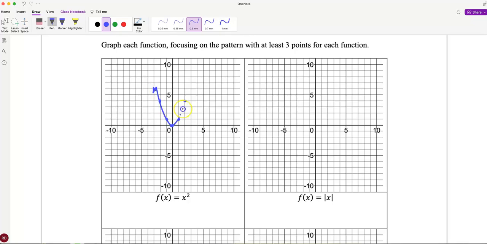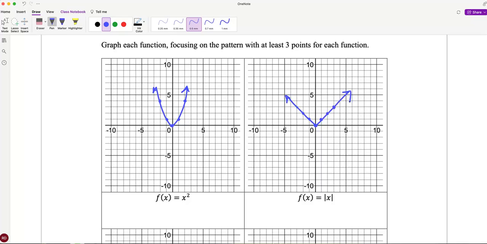Looks like this. Now the absolute value of x. Start at the origin. Over 1. What's the absolute value of 1? 1. Absolute value of 2? 2. Absolute value of 3? 3. Absolute value of -1? 1. So you see the pattern here. It just makes a V.